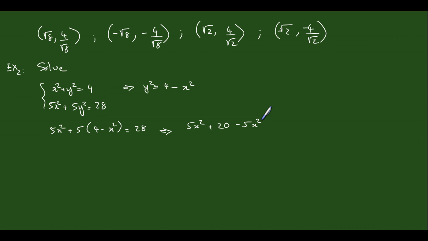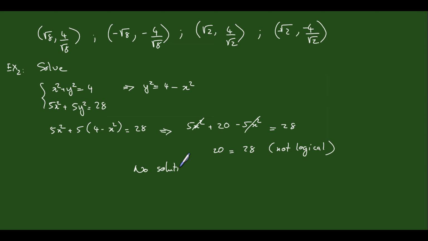So equals 28, right? And the x squared terms cancel out, and then I have 20 equal to 28. Look at that. How come 20 equals 28? This does not make sense. It's not logical. If you get a wrong statement like this, then you can jump to the conclusion: this is no solution.